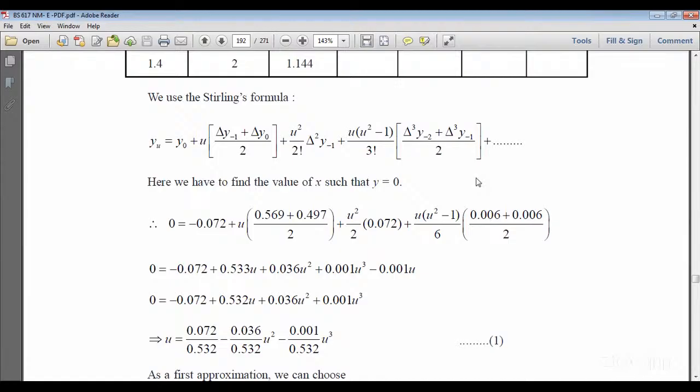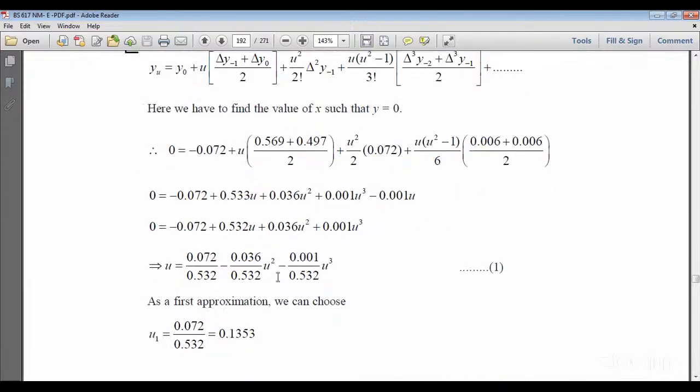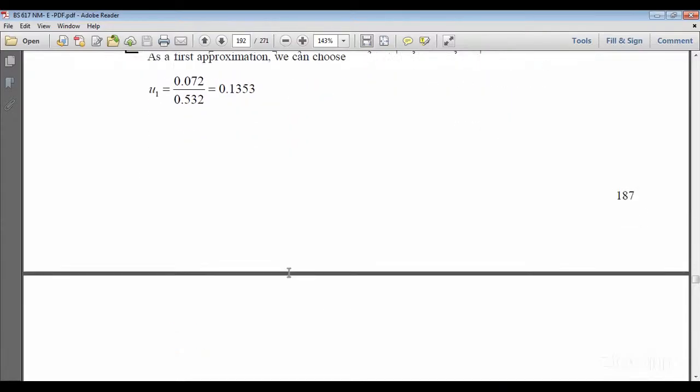Here, using the Stirling formula, y equals y naught plus u times (del y minus 1 plus del y naught) by 2, plus u square by 2 factorial del square y minus 1, plus u times (u square minus 1) by 3 factorial times (del cube y minus 2 plus del cube y minus 1) by 2. So such that y naught equal to minus 0.002, 0.569 plus 0.497 by 2 plus u square by 2 times 0.072, 0.006, 0.006 by 2. So minus 0.072, minus 0.533. All the simplified values we are writing here. Therefore, u1 is equal to 0.072 by 0.53, that is 0.1353.